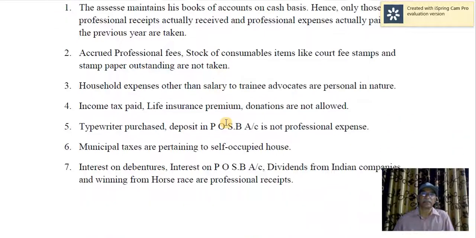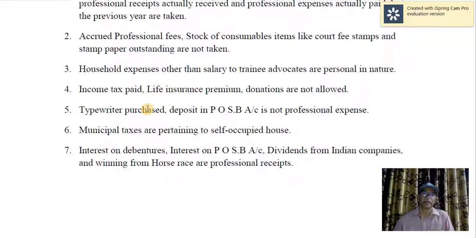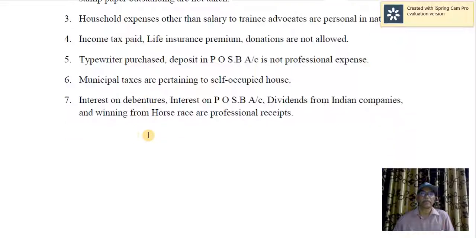Household expenses other than salary to trainee advocates are personal in nature. Income tax paid, life insurance premium, donations are not allowed. Typewriter purchased and deposit in post office savings bank account are not professional expenses. Municipal taxes pertain to the self-occupied house.